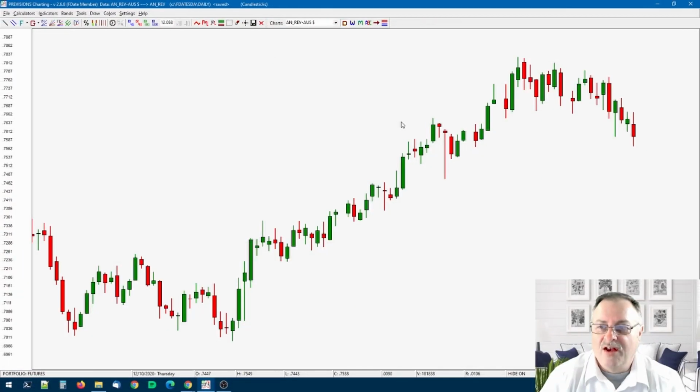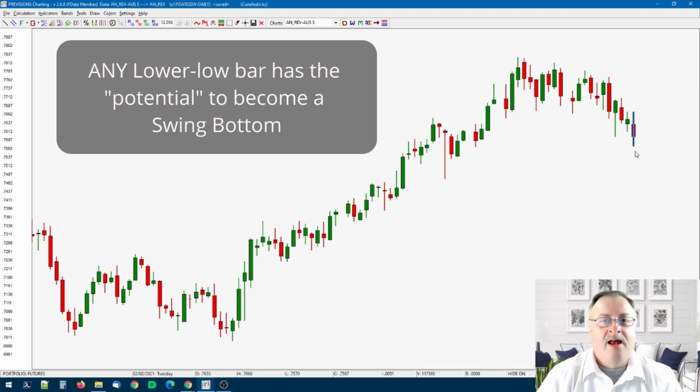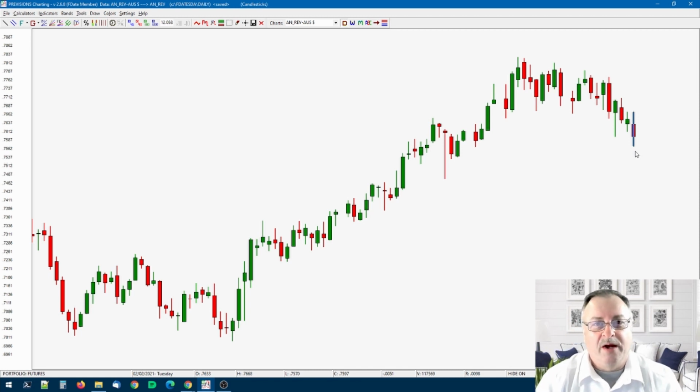So let's say, for example, here, we're going to go off the very last price bar right here. Looking at this, I see the high is 0.7669 and that one's 0.7668. So it has a lower high, it has a lower low. Okay, so we identify this price bar as a lower low price bar. And a lower low price bar has the potential to become a swing bottom.